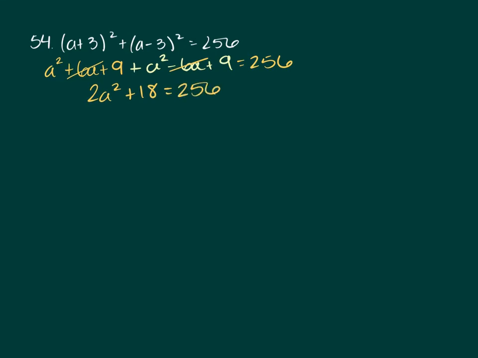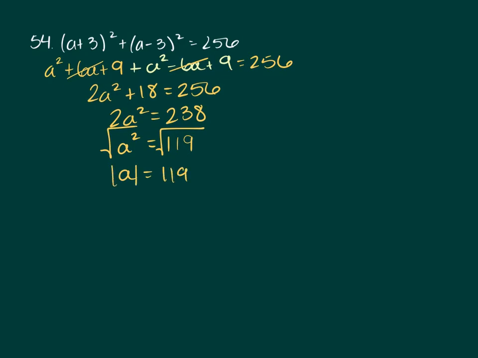I'm solving for a here, so I'm going to subtract 18 from both sides. So I get 238. And then I'm going to divide both sides by 2. So I get 119. And then I'm going to take the square root of each side, so I can get a. So absolute value of a is equal to, sorry, not 119, the square root of 119, which is 10.9. So a must be plus or minus 10.9.